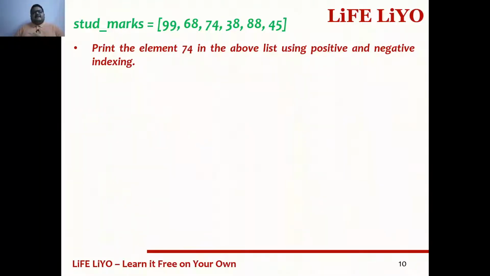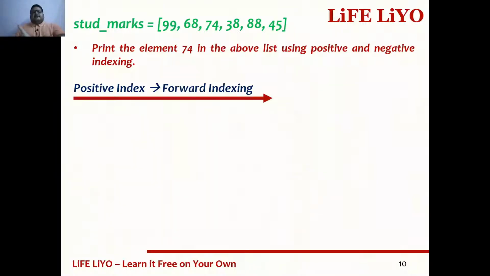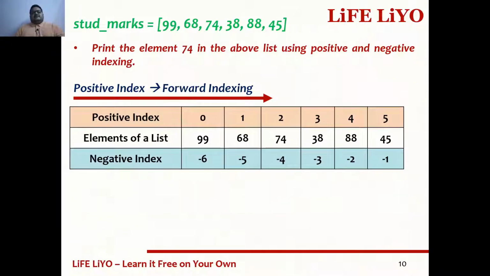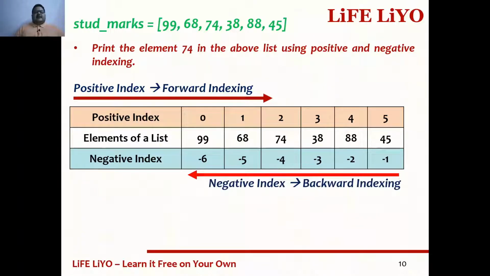If you represent the same thing in the tabular format, positive indexing will be from the starting element to the ending element, that is 0 to n minus 1 length. So this is a table. While coming to the negative indexing, the indexing starts from minus 1, that too from the last element to the first element. Now what we have to do? We have to access the 74 by using the positive index as well as the negative index for this list.